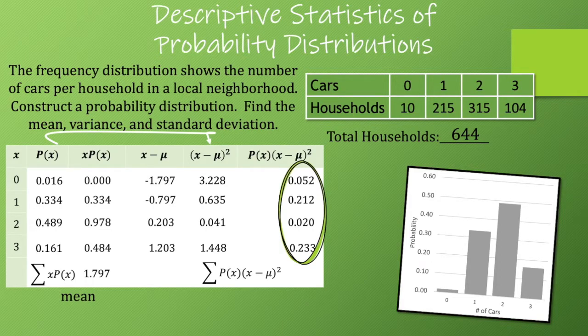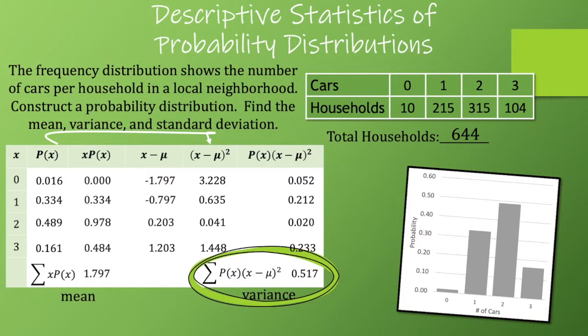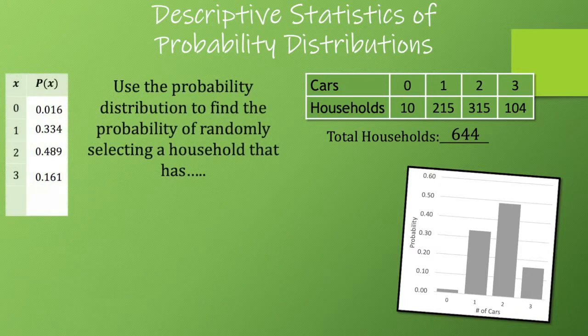So the sum of p of x times x minus mu squared is 0.517. That is our variance. And we can take the square root of our variance to find the standard deviation, which in this case is 0.719. Whew. Now let's use this probability distribution to find some probabilities.